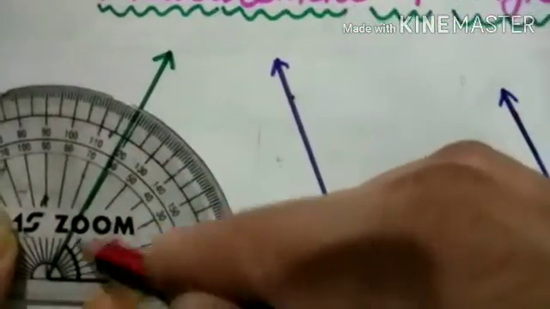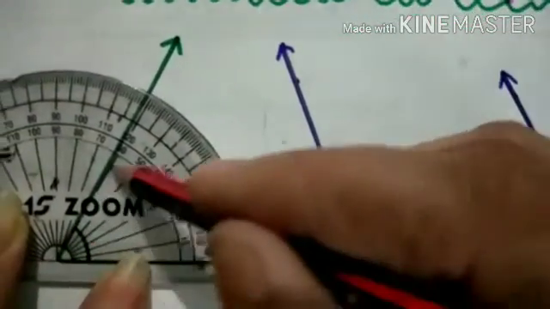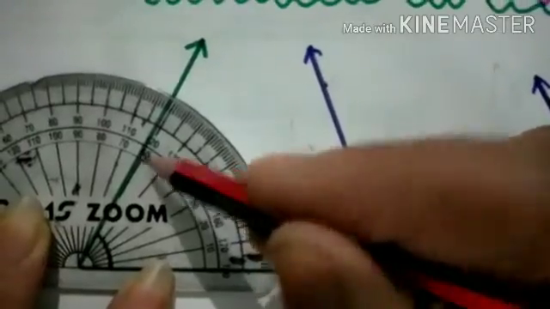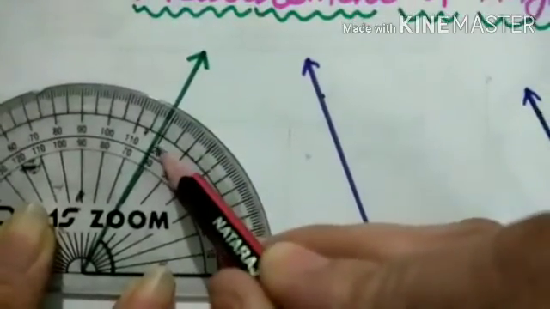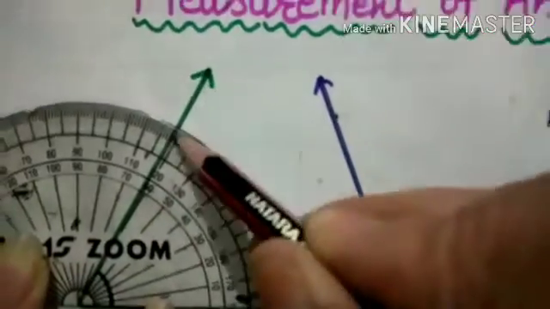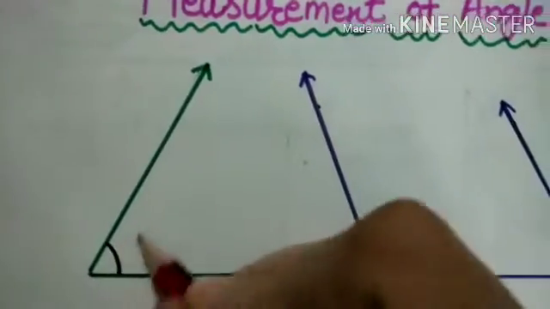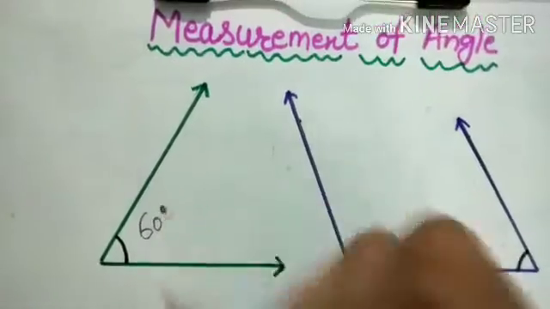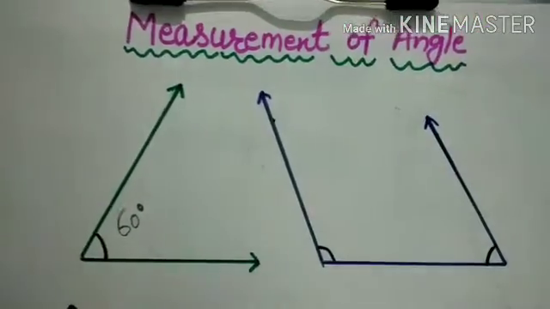This is an acute angle, we can see that. Now we will read the inner side numbers here. Outside we have 120, and inner side we have 60 degrees. So this angle is exactly how many degrees? 60 degrees we have. Okay students.